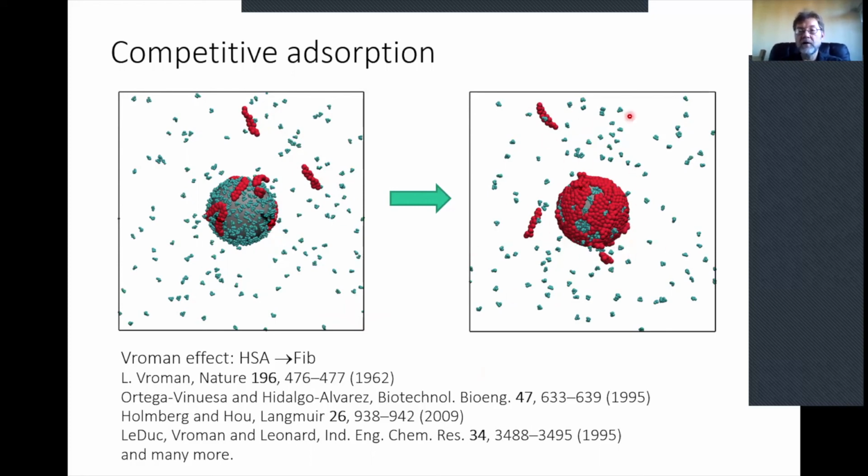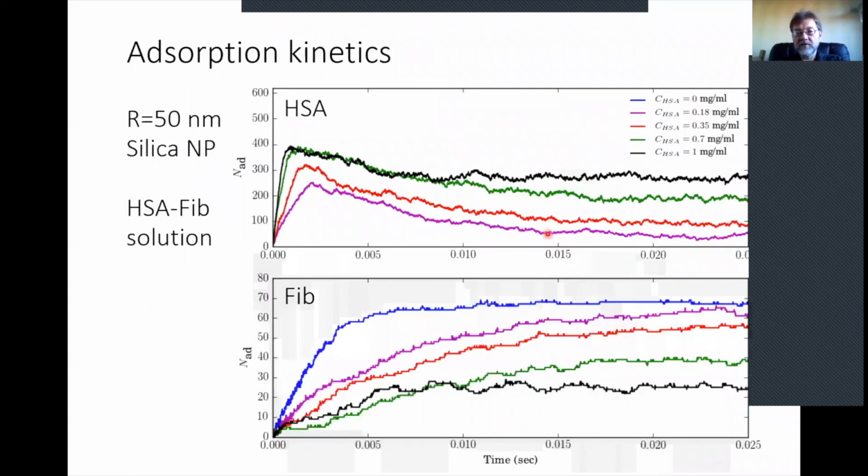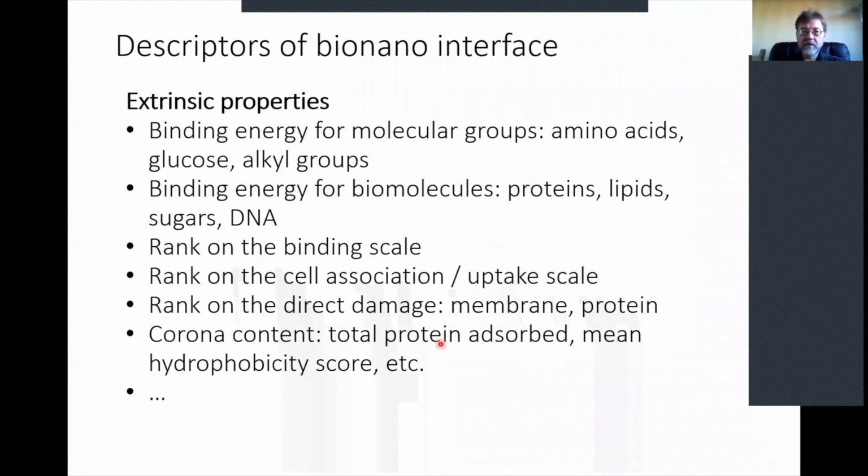So we have now these models. We haven't used them a lot, but we can extract, for example, adsorption profiles in time. And the final thing is, if you want to apply this for predictions of biological activities, what we do, we collect those advanced properties, like, for example, binding energies for molecular groups, say hydration energies, rank on a binding scale, and so on, and make predictions.